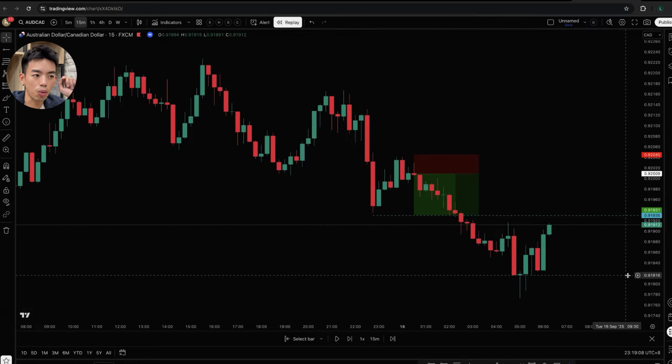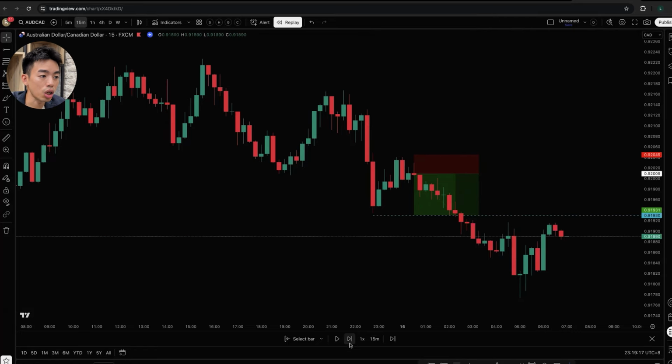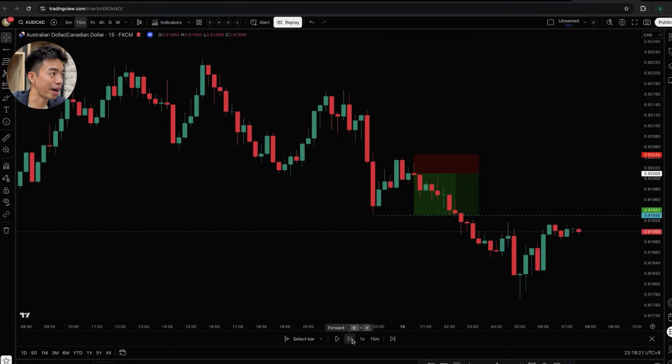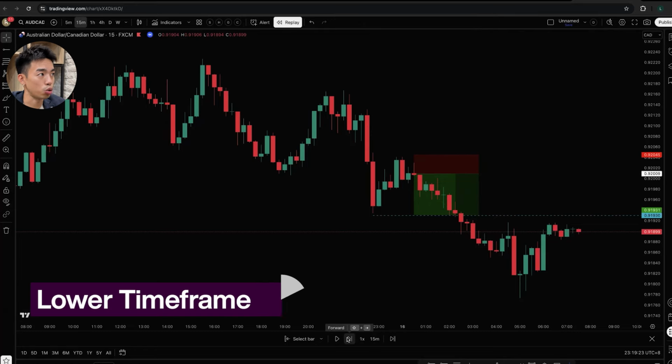So when that happens, I would look at that area and see what price is going to do as we pull back into that area. And as you can see right now on the 15-minute time frame, things are looking like we are getting close to the SNR. So when that happens, the third step would be going down to the lower time frame.